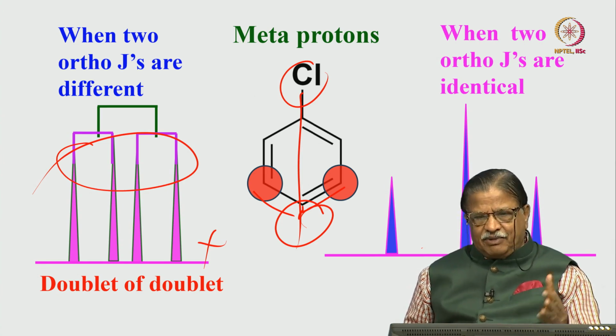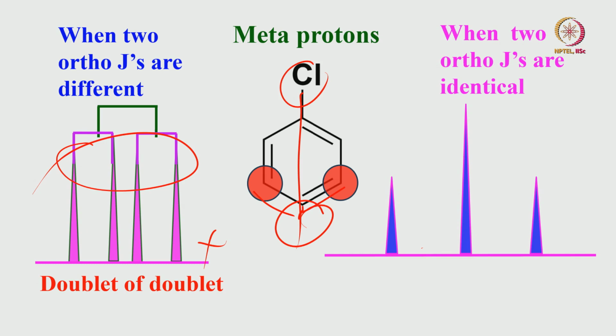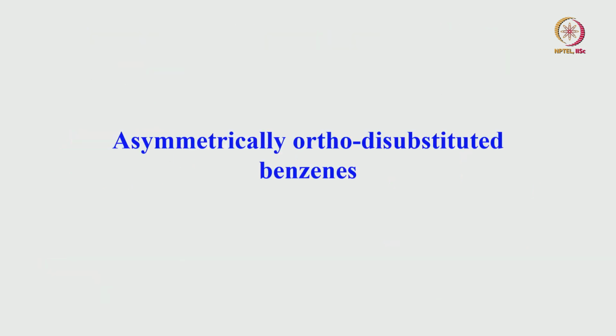Normally there is no distortion because of substitution; there is a C2 symmetry along this axis. As a consequence, this proton will have ortho coupling with this and meta coupling with this. So, it has to be only a triplet. I am sorry, I was not thinking of this one, I am looking at this one. This has one coupling with this and one coupling with this, so it is a triplet.